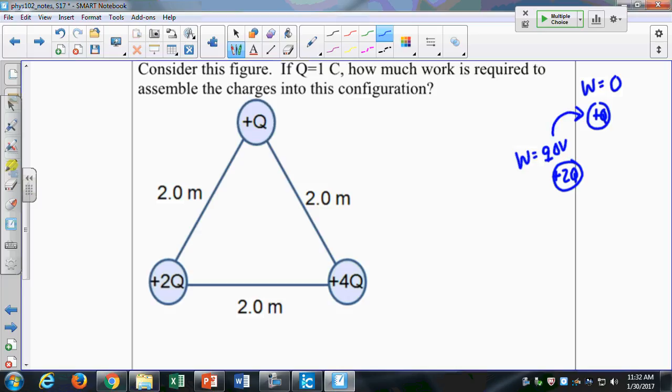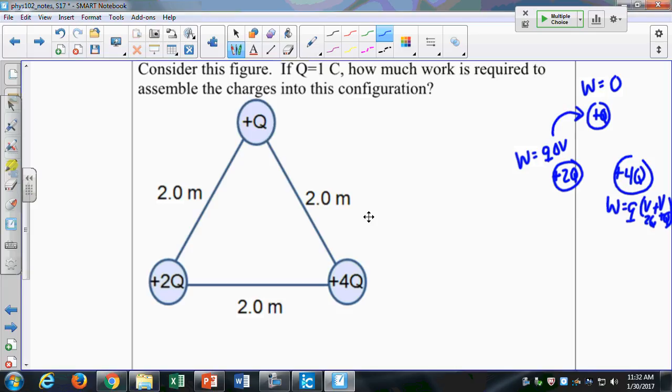Then I would say, let's bring in the plus 4Q charge. What is the work done by it? It's going to be Q times delta V, which will include the potential due to the 2Q charge plus the potential due to the plus Q charge. If you go back and look at older exams, I approach this type of problem that way, where I say, let's bring in this charge and ask what work is being done. It's going to be that Q delta V. We're still doing the same thing, but you bring the charge in and you ask yourself, what is the work being done?